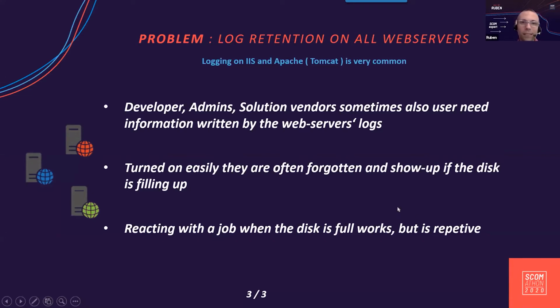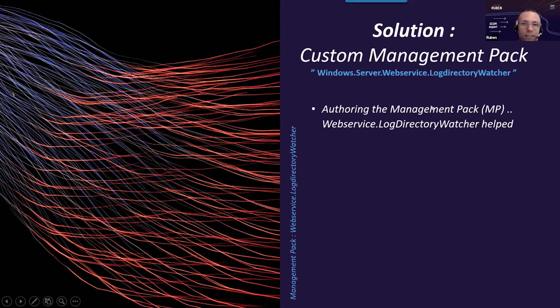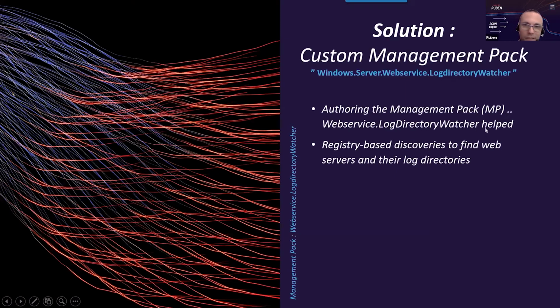So finally, we created a custom management pack for this one. It's named Windows Server Web Service Log Directory Watcher. It's authored via the SCOM Visual Studio authoring extensions that you can download for free. It uses registry-based discovery to find all the web servers. It scans for IIS, Apache, and Tomcat, if they are installed on a Windows server, obviously, because it's registry-based. Then there are unit monitors inside of the management pack, which check the log directory sizes.